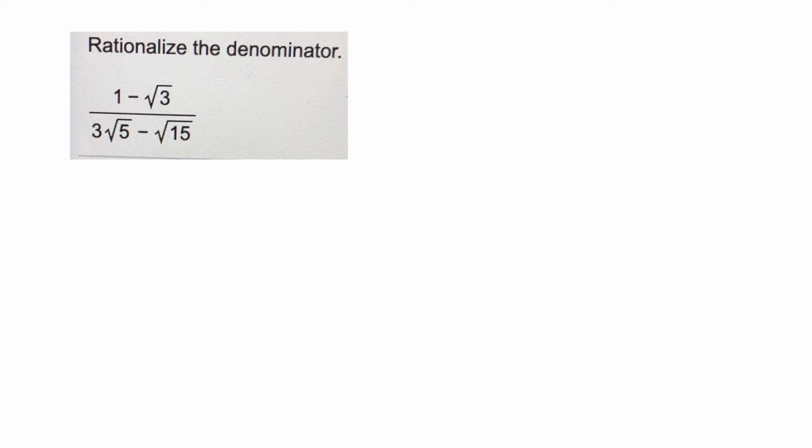All right, here's a question. You're asked to rationalize the denominator. So get rid of radicals on the bottom. So you need to make sure that you multiply top and bottom by the conjugate of the denominator.